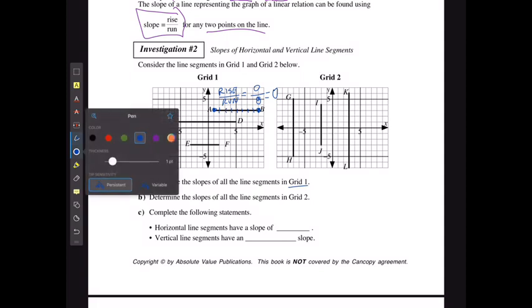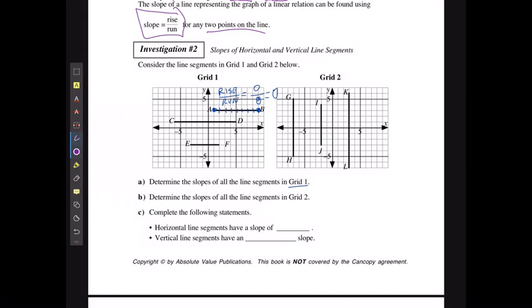If I look at going from C to D, then I'm going to have a rise of 0, and I'm going to have a run of 1, 2, 3, 4, 5, 6, 7, 8, 9, 10, 11, which is also going to wind up being 0. And if you're looking at the pattern we have here, because the y never changes, it's going to be a rise of 0. 0 divided by anything is just going to wind up being 0. So what are the slopes of all the line segments in grid 1? They're all going to equal 0.